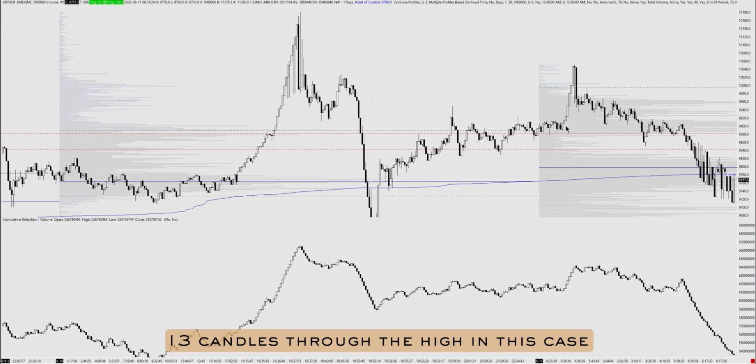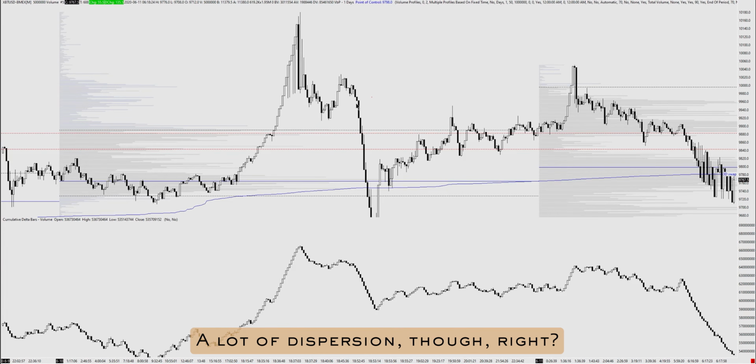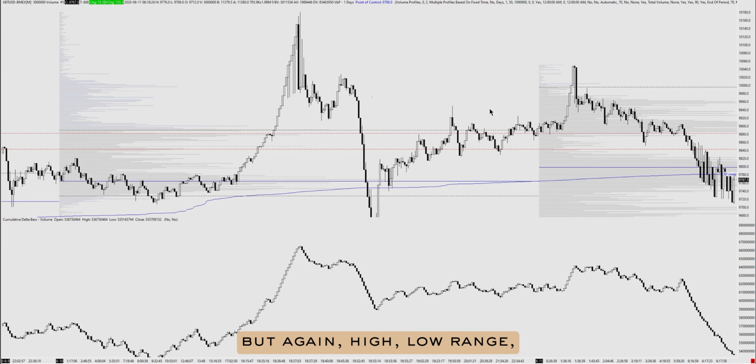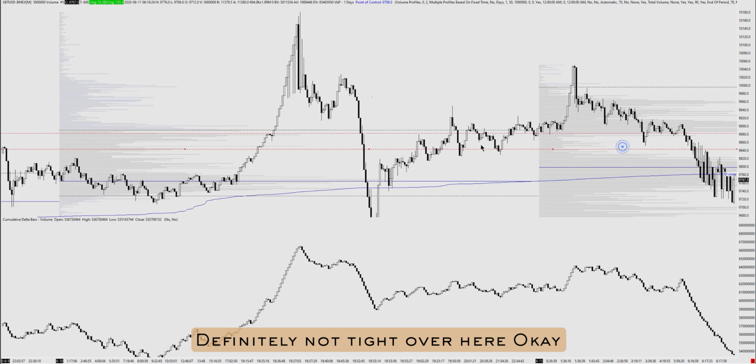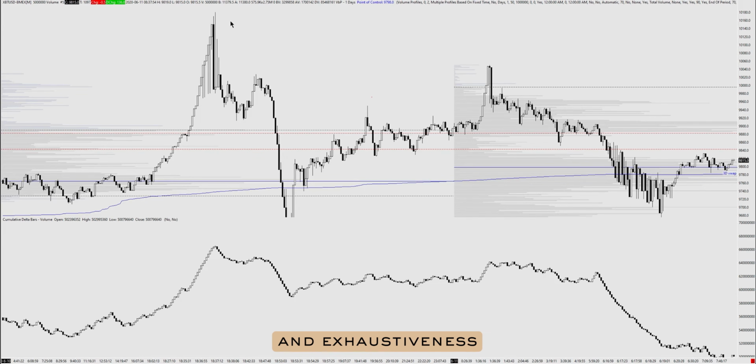In this case, on this retest, you have barely any activity, a lot of dispersion though. It consolidates briefly, but again, high-low range, not very tight. Definitely not tight over here. No real signs that price is doing anything to settle and that there's any signs of true acceptance, right? Rather, a lack of liquidity and exhaustiveness.